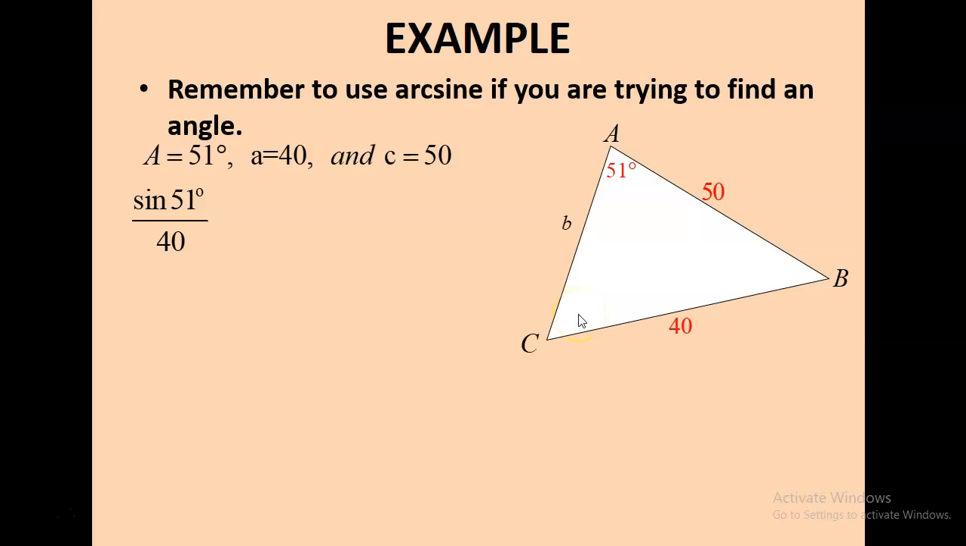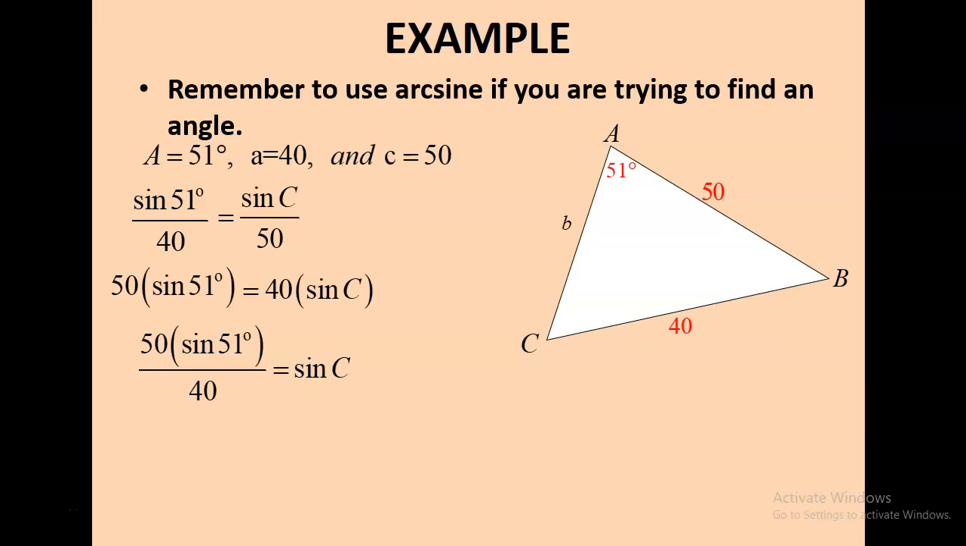So I'll say the sine of C divided by 50 is equal to this ratio of sine of 51 over 40. And again, we cross multiply. 50 times sine of 51 is equal to 40 times the sine of C. We're going to try and get the sine of C by itself. Actually, we're trying to get the capital C, the angle C, by itself. So we'll first off divide by 40. And you'll remember, if we're trying to find the measure of an angle, we're going to get rid of this sine function by doing the inverse function, or the arc sine of that value.